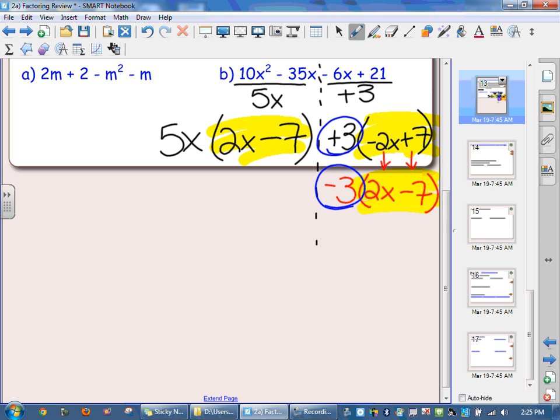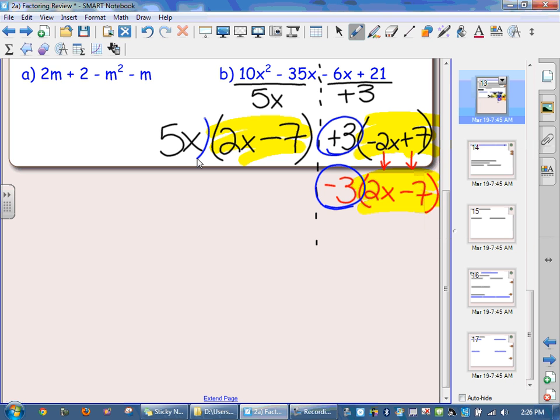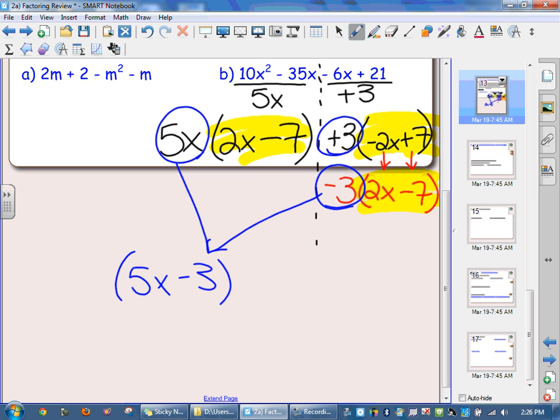All right, so now our last step is to take our common factors, the ones on the outside, and they go into a bracket by themselves. So I'm going to have a 5x subtract 3, and then my 2x minus 7 is the same for both, so I only write it once. This is my final answer. You cannot go any further. Let's take a look at a few more examples.